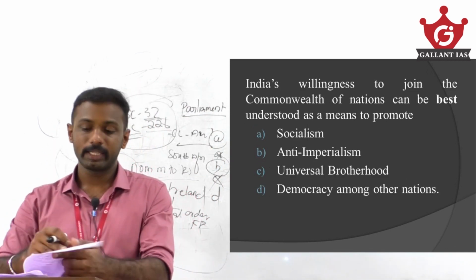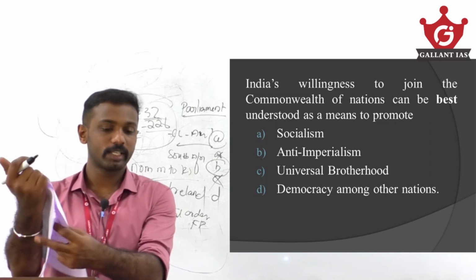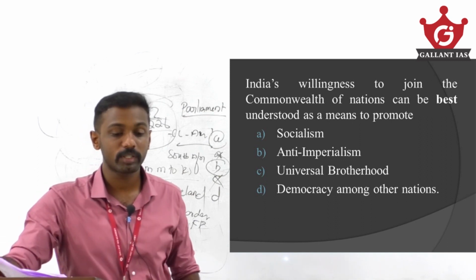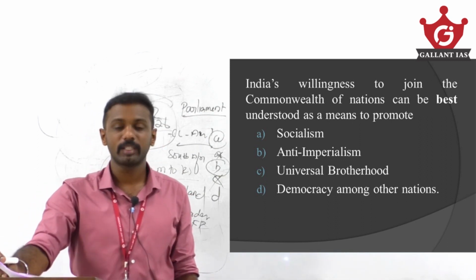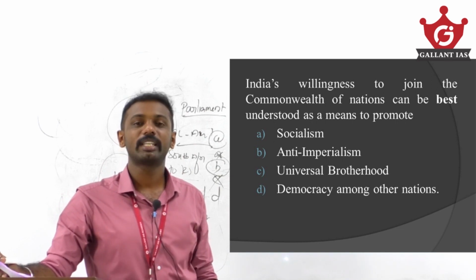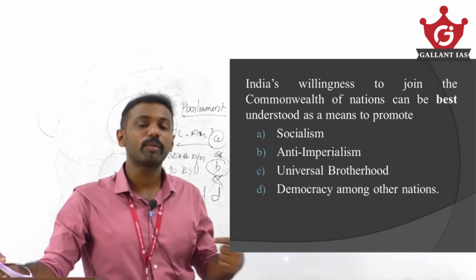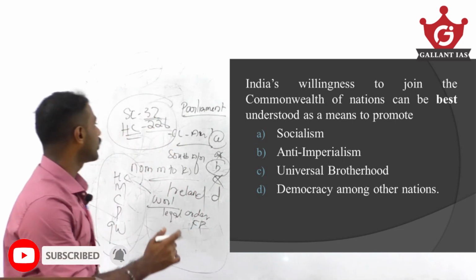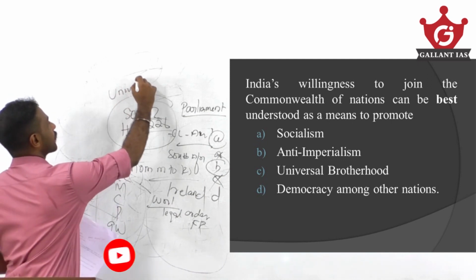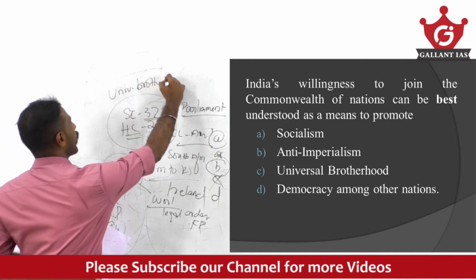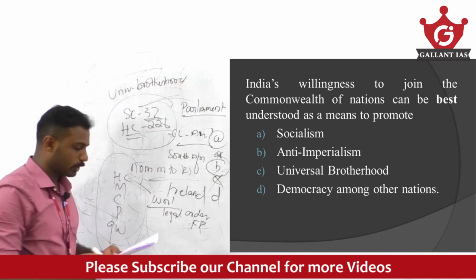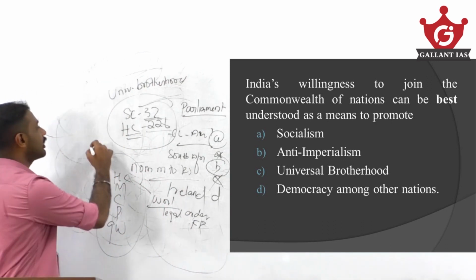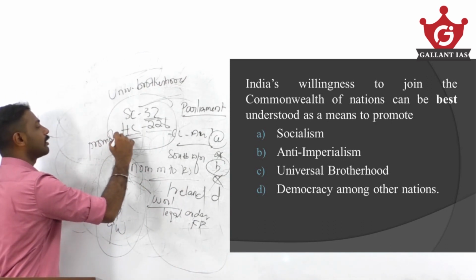Next question. India's willingness to join the Commonwealth of Nations can be best understood as a means to promote socialism, anti-imperialism, universal brotherhood or democracy among other nations. So what's the prime motive of India to join the membership of Commonwealth of Nations? It is to promote universal brotherhood only. Answer is option C. Because India is a democratic country and we also always try to promote what? International peace.